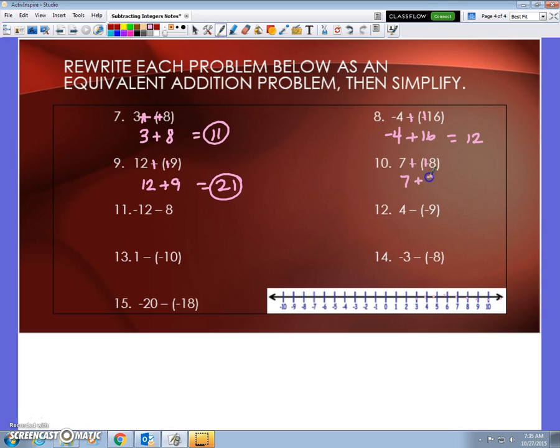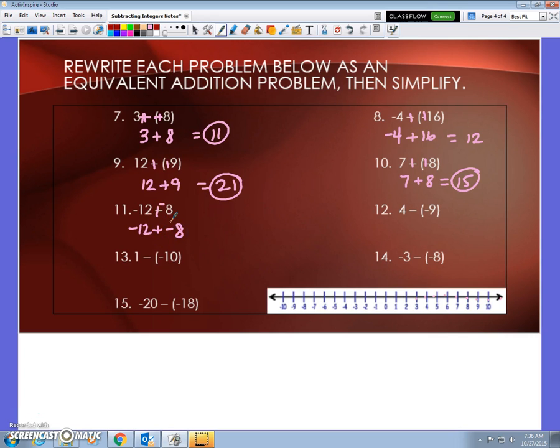7 plus 8. 15. Now, sometimes I see people do this, change, which is not appropriate. That is not a correct way to use the change rule. The change rule only happens, the sign in front stays with the number. So when I change, it has to be the two signs exactly in between the numbers.